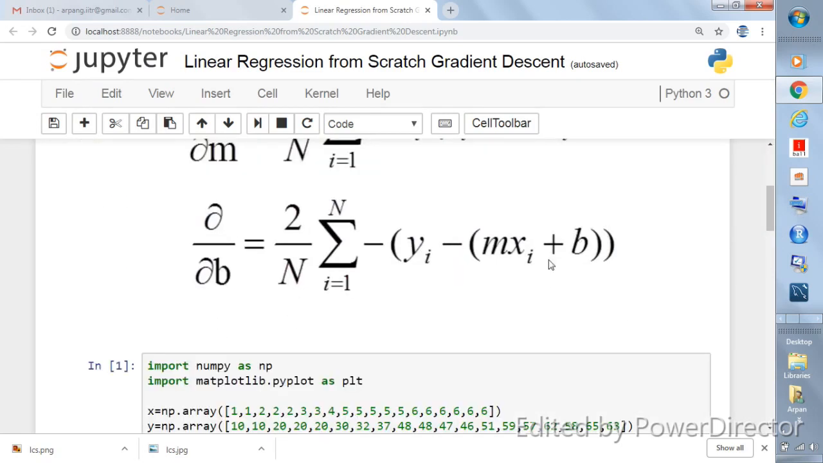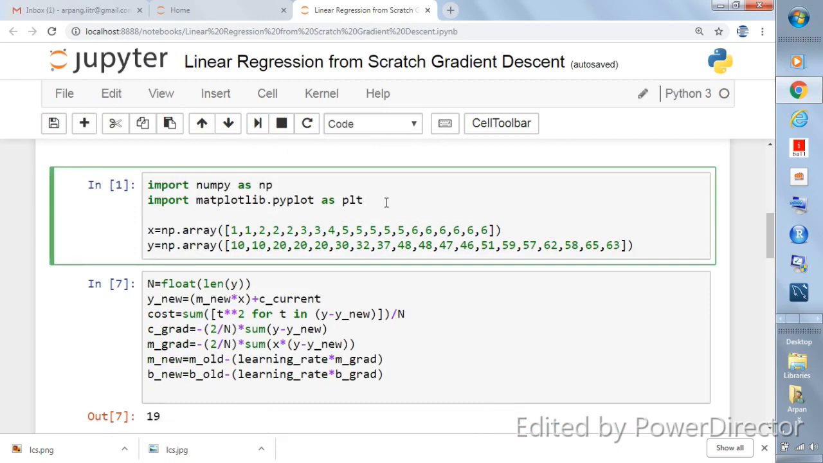We will begin with importing some libraries. This will be NumPy and matplotlib for visualization, and NumPy for the algebra part. In NumPy we have the array. It can be one dimensional, two dimensional, or n dimensional. Let's import NumPy as np and import matplotlib.pyplot as plt.